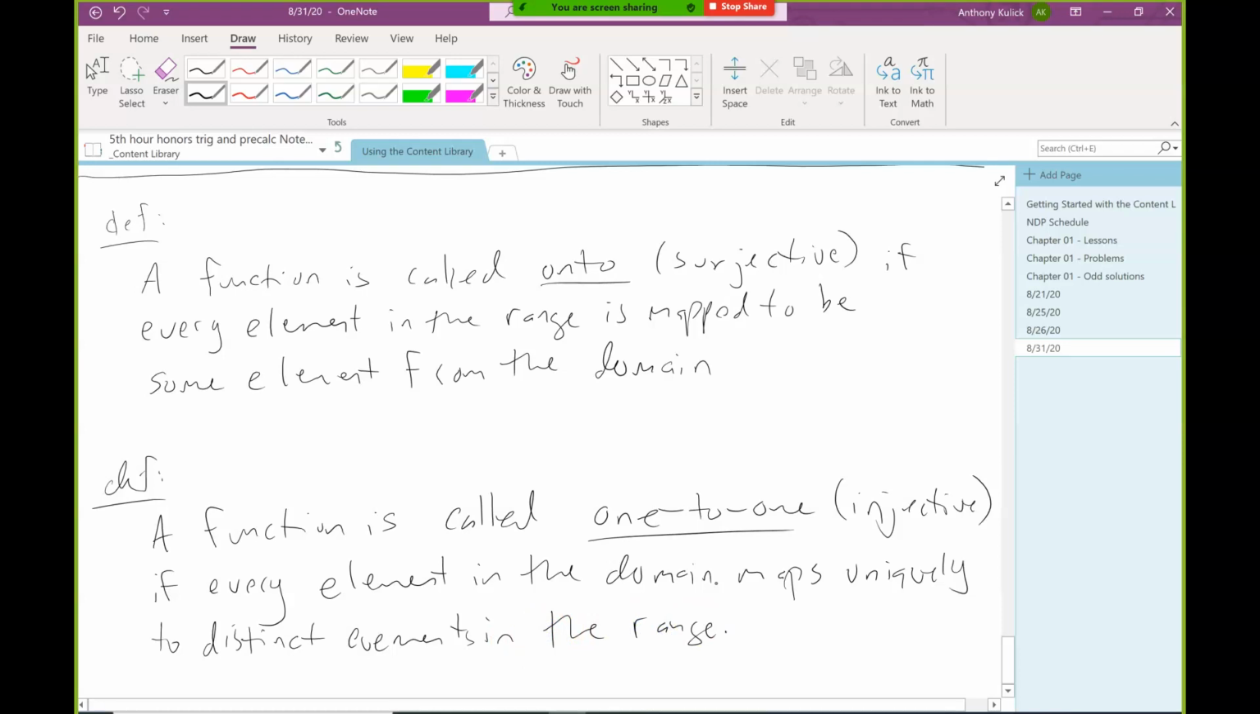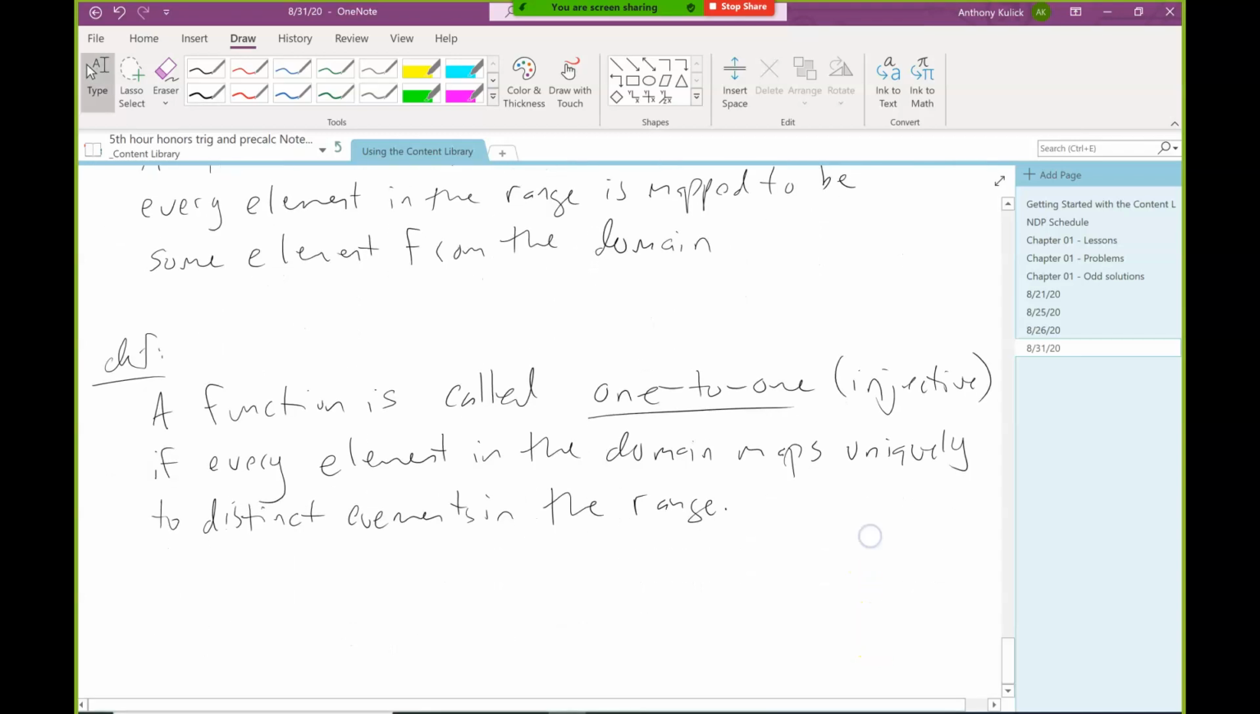So we say that a function is called one-to-one or injective if every element in the domain maps uniquely to distinct elements in the range. And our last definition here says a function is called bijective if it is both one-to-one and onto.